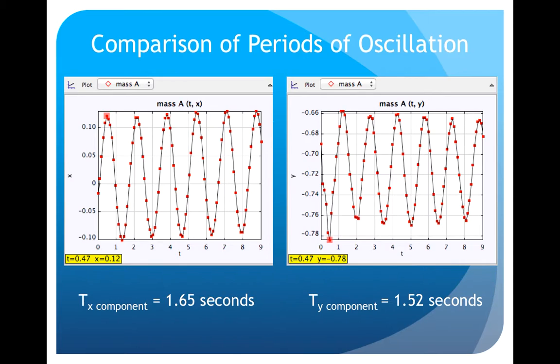We can now compare the periods of oscillation yielded from the x and y components of the object's motion. As can be seen from the plots generated by Tracker shown here, the periods appear slightly different, and when calculated the periods are different, with the x period being 1.65 seconds and the y period being 1.52 seconds. This difference could be attributed to the x component consisting of a pendulum motion, while the y component consisted of a vertical spring motion.